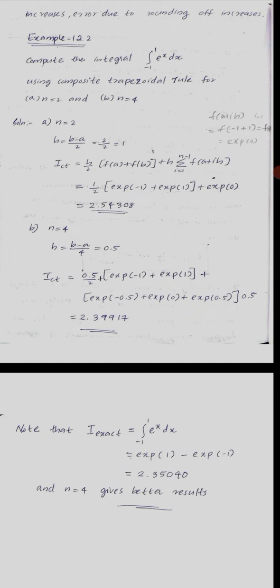ICT ഈക്വൽ ടു 0.5/2 [എക്സ്പൊണൻഷ്യൽ ഓഫ് -1 പ്ലസ് എക്സ്പൊണൻഷ്യൽ ഓഫ് 1] plus [exponential of minus 0.5 plus exponential of 0 plus exponential of 0.5] into 0.5 equal to 2.39917. Note that I exact equal to integral -1 to 1 e raised to x dx, exponential of 1 minus exponential of -1 equal to 2.35040 and n equal to 4 gives the better result.